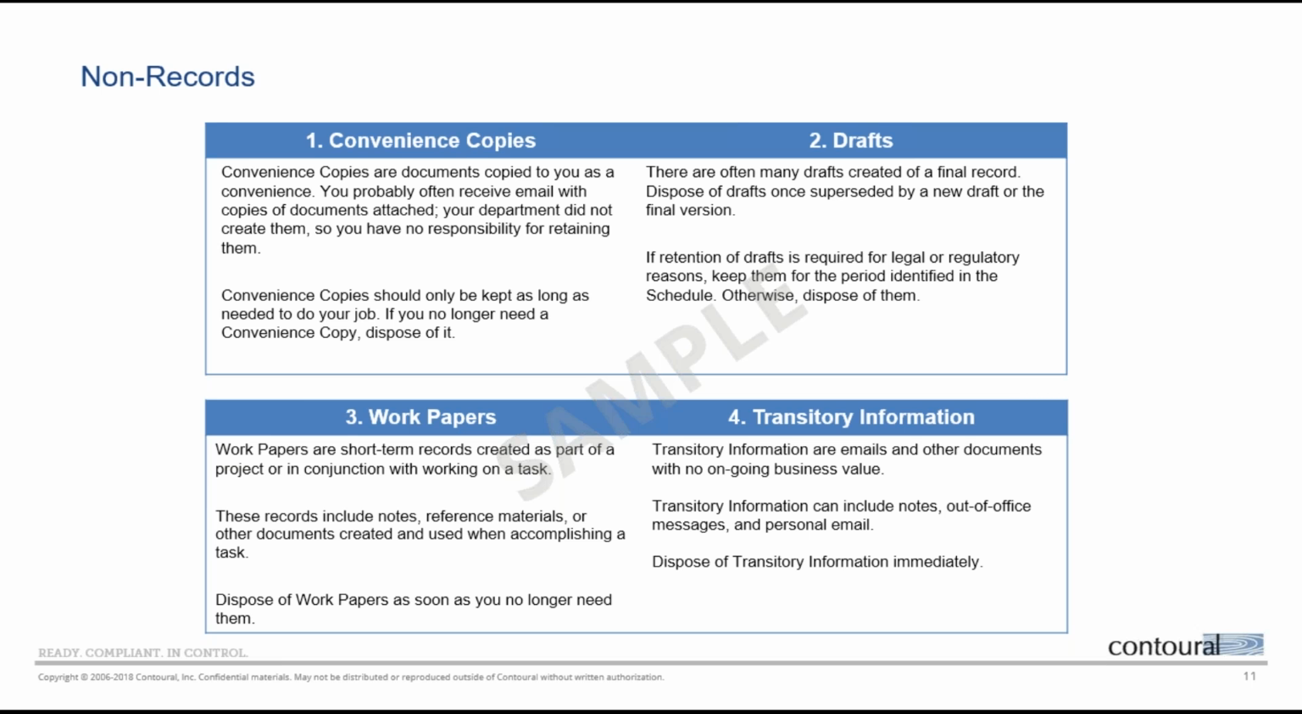The main categories of non-records that we find in organizations by far are the top 2: convenience copies and drafts. A convenience copy, obviously, you're familiar with it. It's something you get by email. You're copied on it. It's probably not a record. If there's an attachment to it, it's not a record that your department owns or manages or created, but you're being copied as a convenience. The general rule is you are under no obligation to keep that. As soon as you no longer need it, you may just dispose of it at that moment.